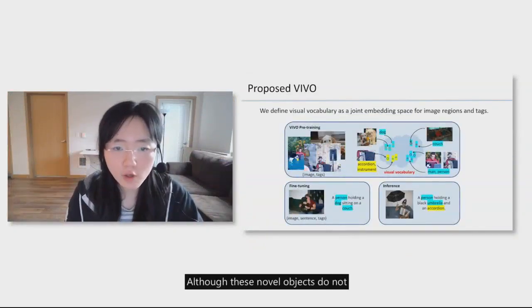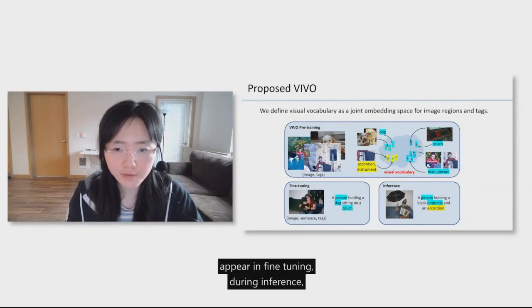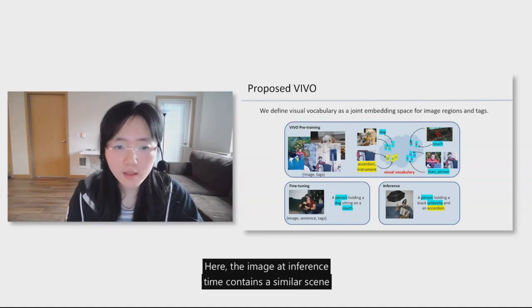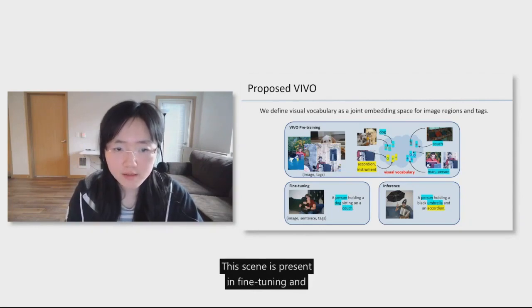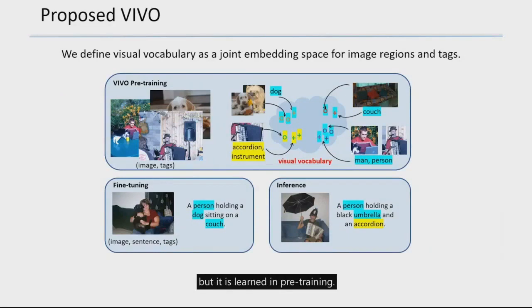Although these novel objects do not appear in fine-tuning, during inference, the model can still generalize to describe novel objects because of the pre-trained visual vocabulary. Here, the image at inference time contains a similar scene of people sitting on a couch and the novel object of accordion. This scene is present in fine-tuning, and the novel object is not present in fine-tuning, but it is learned in pre-training.